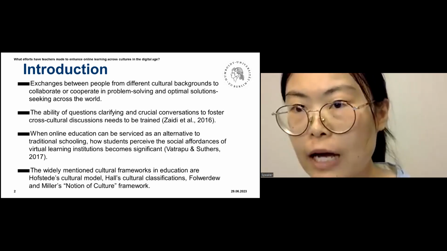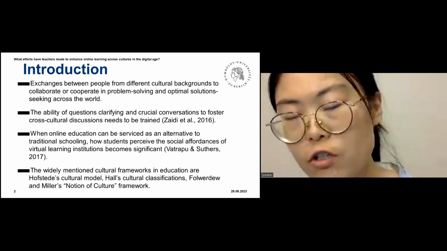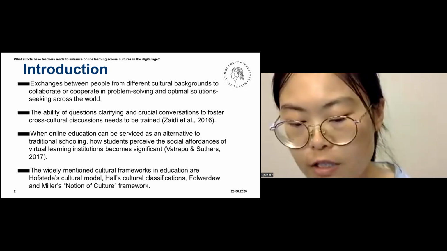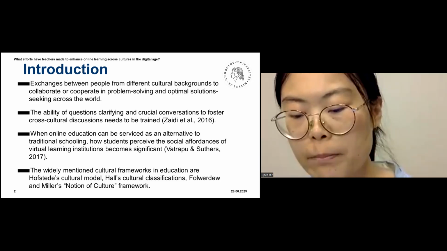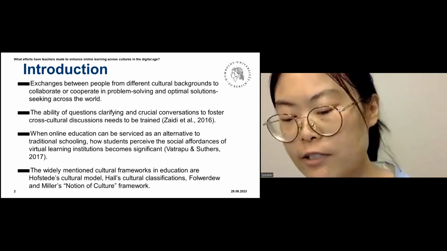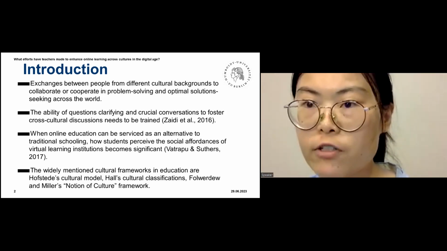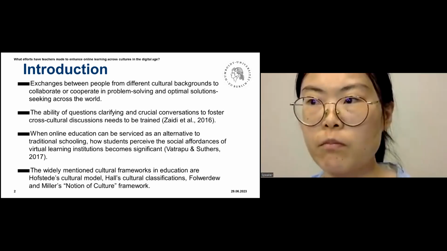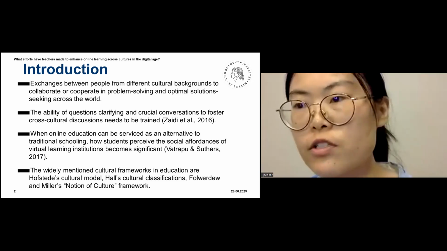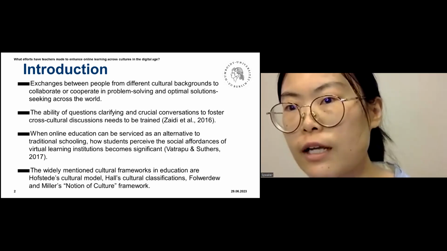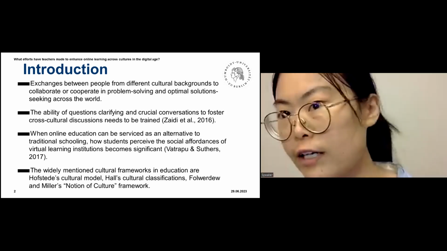And when it comes to online learning, online education, some authors once said that when online education can serve as an alternative to traditional schooling, how students perceive the social affordance of the virtual learning experience becomes significant, because they can't contact their peers face to face. It means much of the rich contextual information is missed, like body language, eye contact, or something.